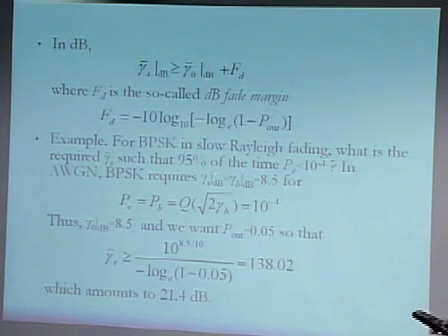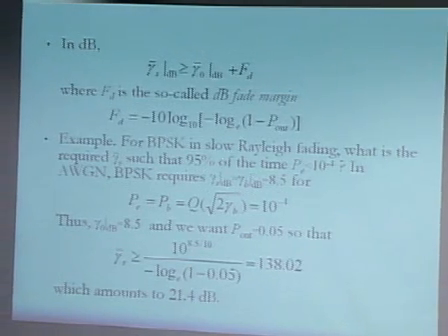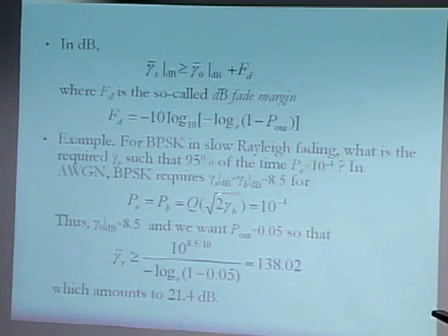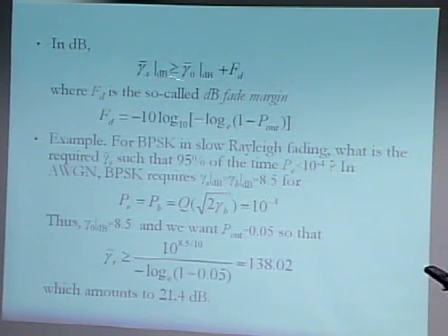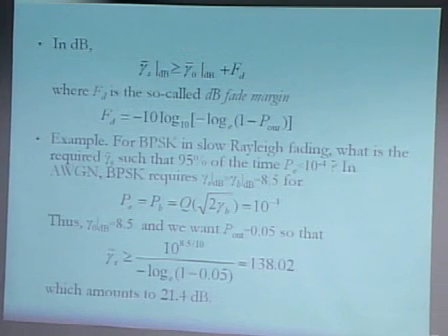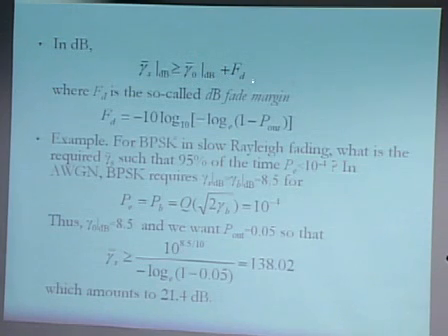So that's the minimum that we need, right? So that's going to become our gamma 0, all right? So we need this, and remember that gamma 0 was the minimum that we needed. So we're going to use this as gamma 0 over here. And now we have to compute this fade margin.